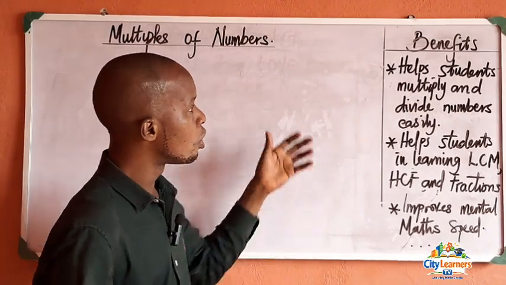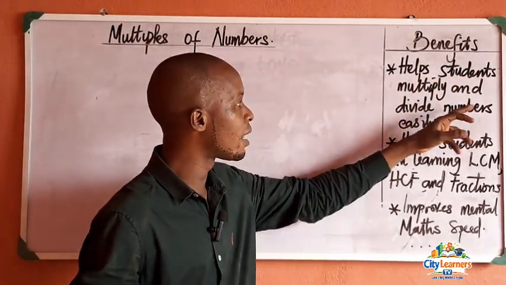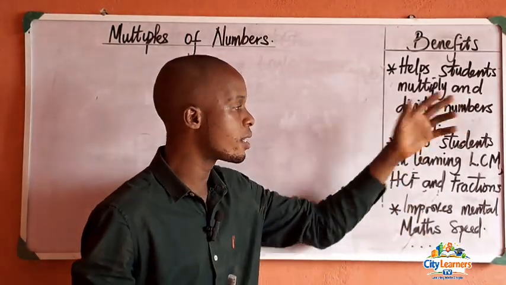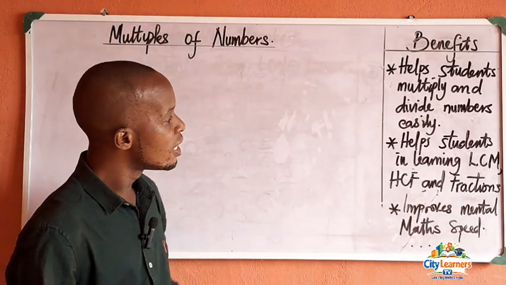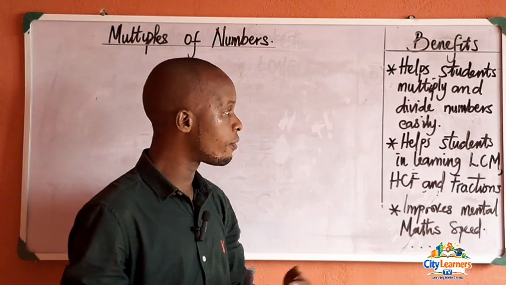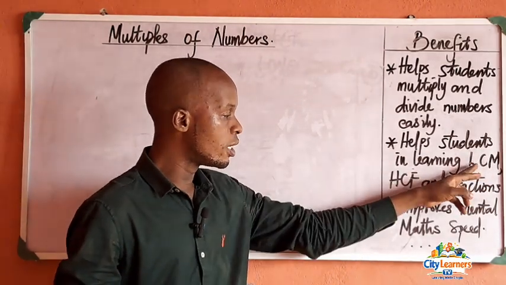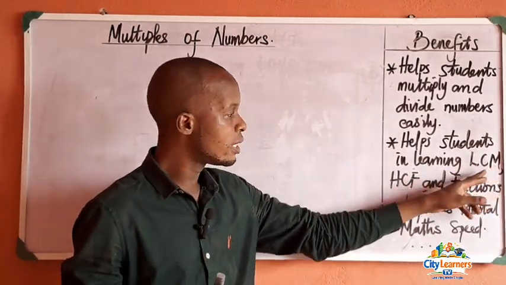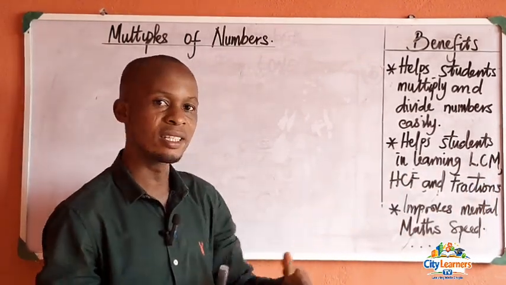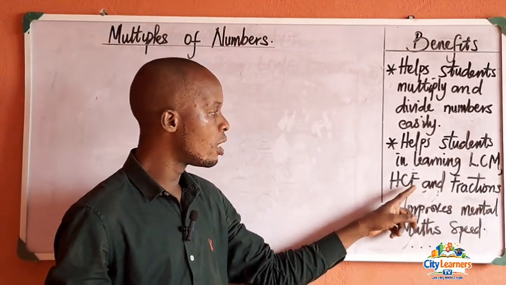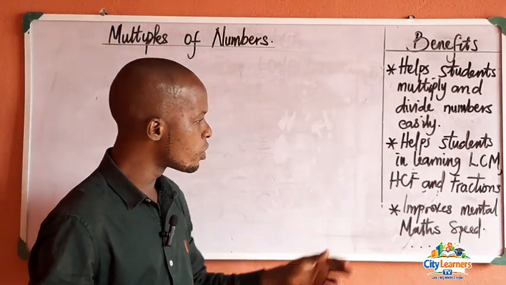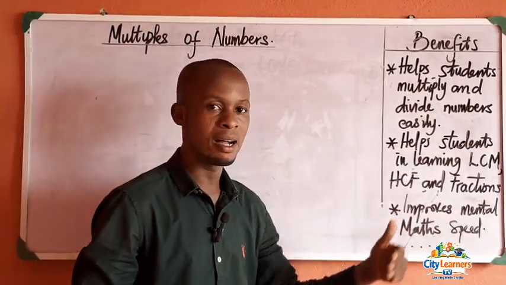For instance, knowing multiples of numbers, knowing how to calculate and find multiples of numbers will help you as a student to know how to multiply and divide numbers easily. Also, it will help learners in their learning of LCM, that is the lowest common multiple, also called the least common multiple. It will also help them to learn and understand better the highest common factors, at the same time, fractions. It will also help them to improve their mental math speed.